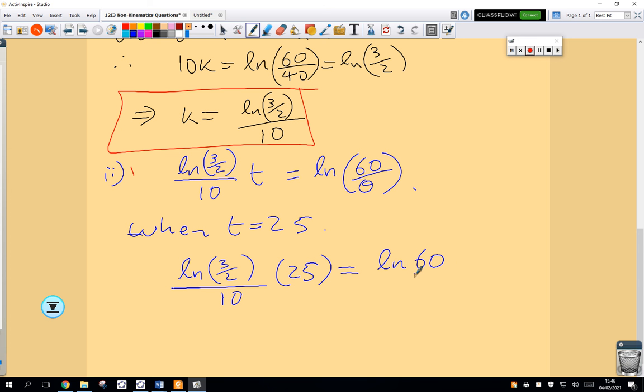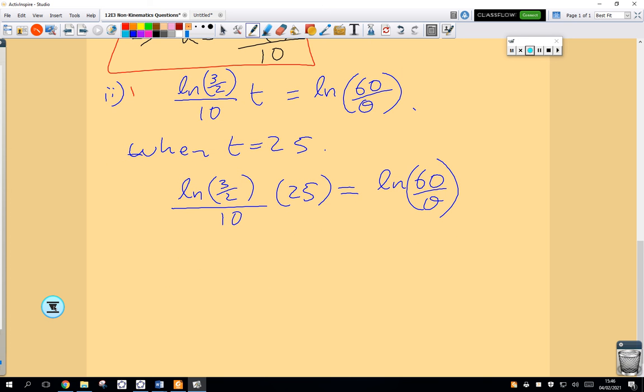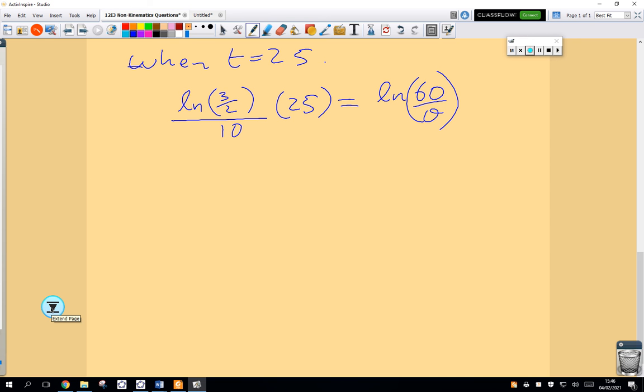the natural log of 3 over 2 over 10 multiplied by t, which is 25, will be the natural log of 60 over theta. So I have to be really good at my rules of exponents here and understanding logs. I've got to know all this stuff. 25 divided by 10, that's just going to be 2.5 times the natural log of 3 over 2. I'm just going to start writing that as 1.5 because it's going to be a little bit easier. And that's equal to the natural log of 60 over theta.